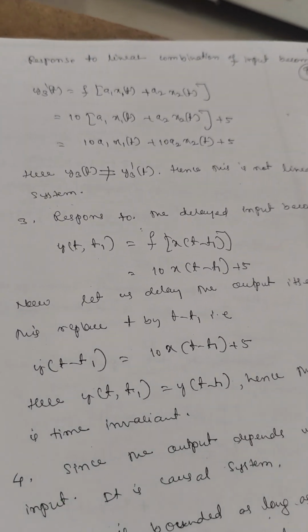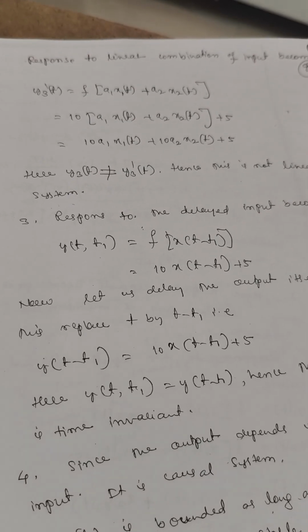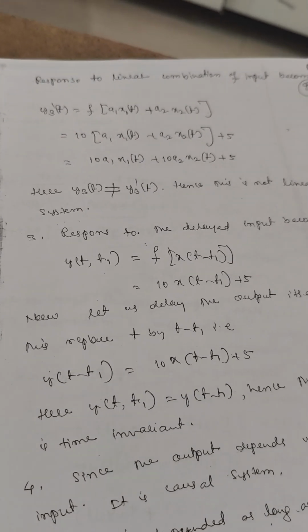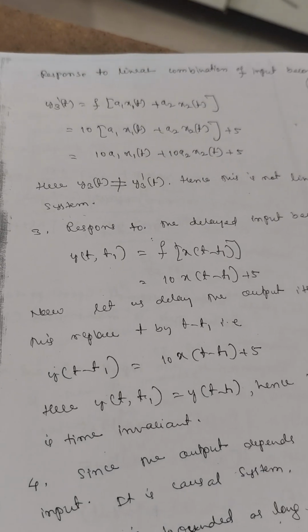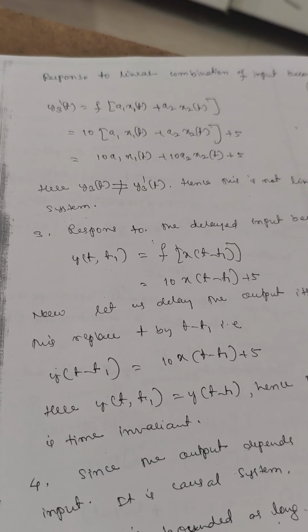For discrete time it is also different. For discrete I have also discussed nearly 8 to 10 problems related to discrete time systems, that is, whether the discrete time system is causal or not, whether the system is stable or unstable, and whether it is linear or non-linear.